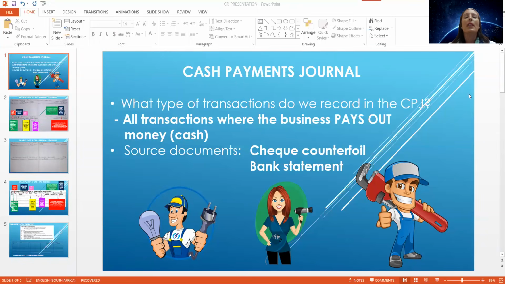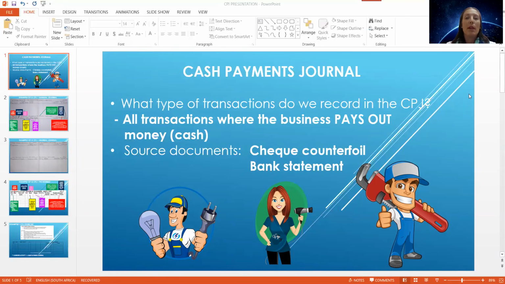So let's have a look now at the second journal for this year, and that is our cash payments journal. So what type of transactions do we record in the cash payments journal? It's all transactions where the business pays out money or cash, where we buy or pay something. Now, what source documents will give us a clue as to whether a transaction must be recorded in the cash payments journal? There's basically two.